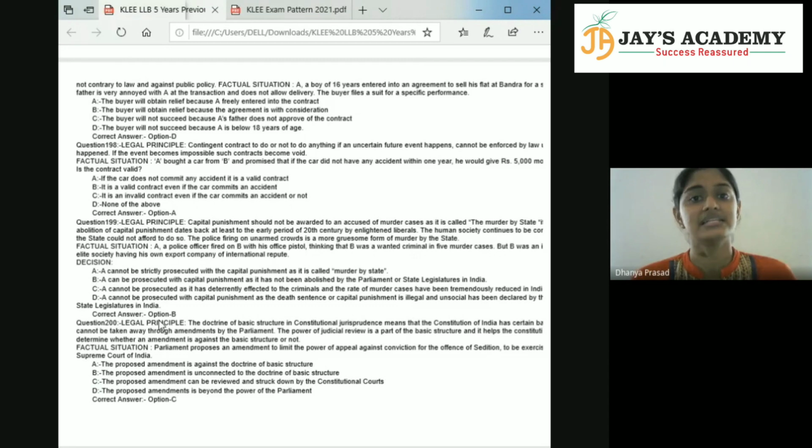Okay, so as far as the legal section of the Kerala entrance is concerned, you will have to focus both on the concepts or the static questions as well as on the legal reasoning questions.